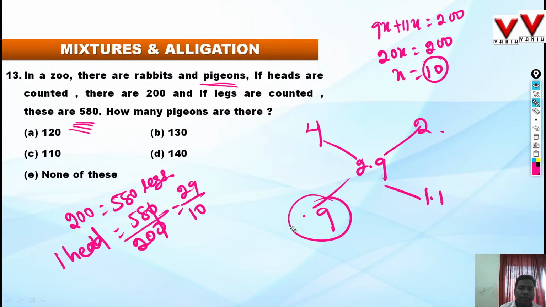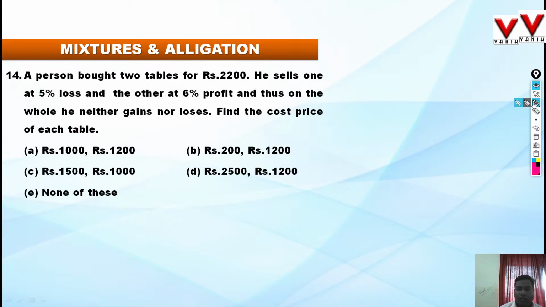Question number 14. A person bought 2 tables for 2,200. He sells one at 5% loss, 5% loss means minus 5, and the other at 6% profit, 6% profit means plus 6. And thus on the whole he neither gains nor loses, that is your 0. Find the cost price of each table.